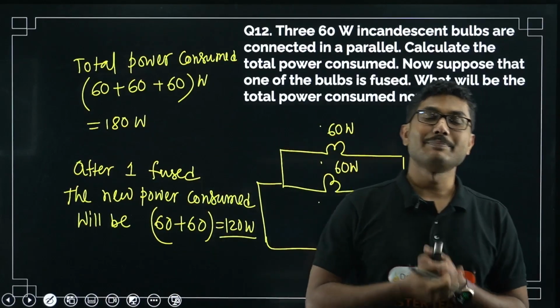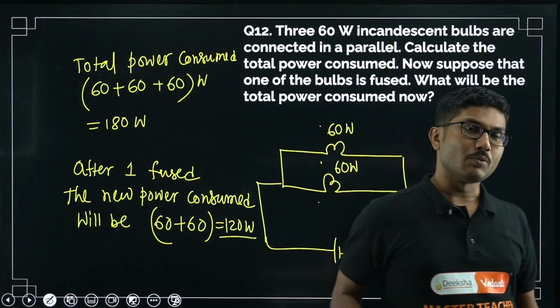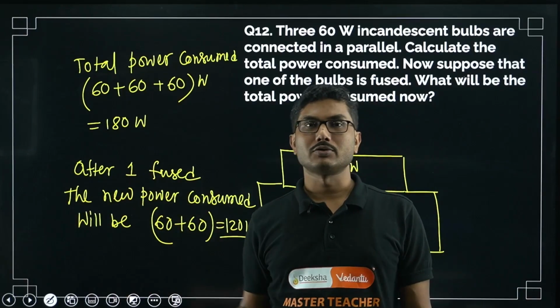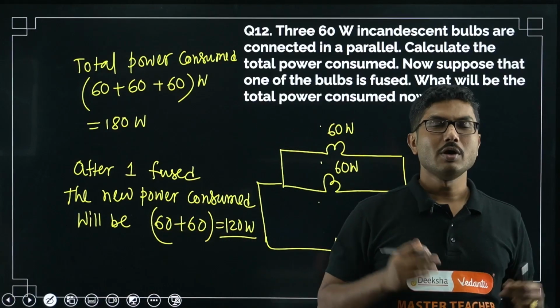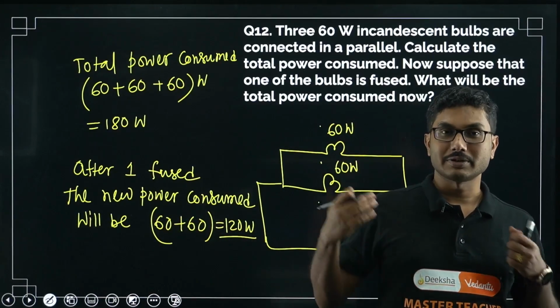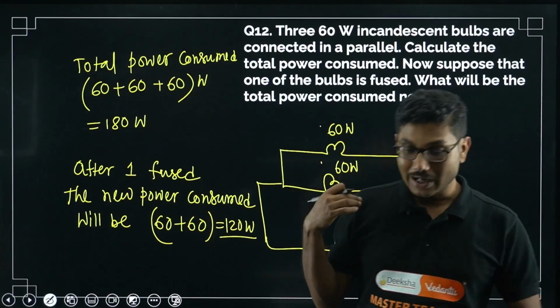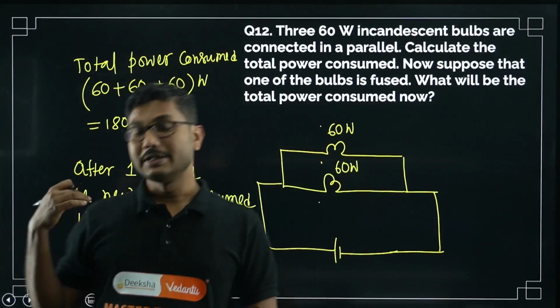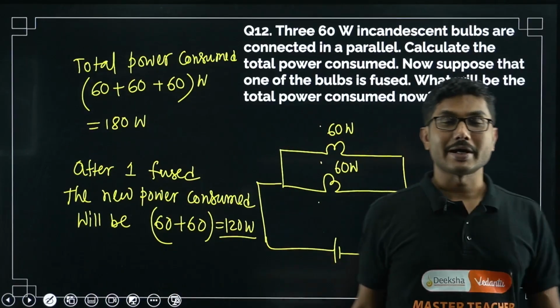Now if they are connected in series and one bulb is fused, then all of the bulbs will stop working. That is the factor about series connection. Also the power consumed will vary based on their resistances. You cannot simply add them like we have done in this case. Each resistance will consume a different amount of power, and that will be a completely different kind of problem.